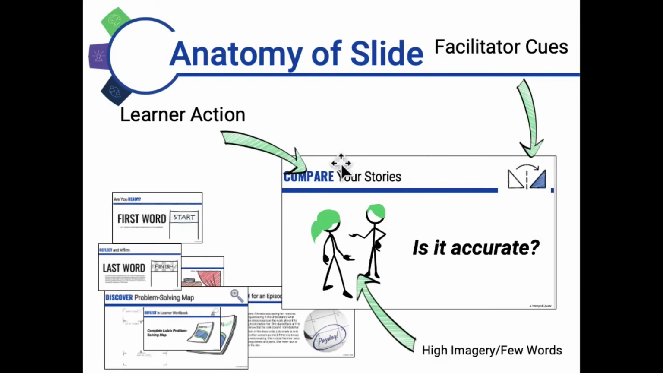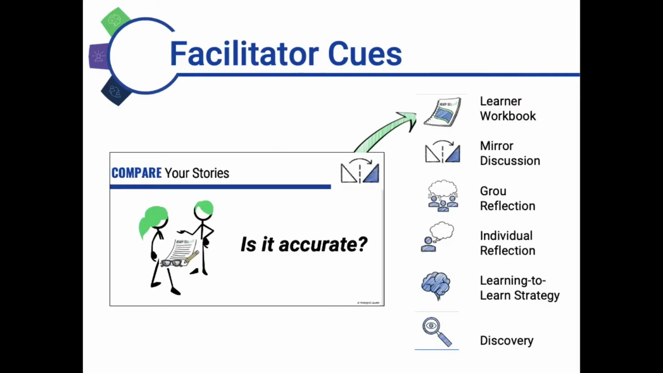The anatomy of a slide. Anytime you see a slide, here's some of the things that you'll notice. You'll notice it's high on imagery. The imagery will focus on what the learner is supposed to be doing. It has few words, often in a question form, and your cue at the top, your heading, for example, compare your stories. This is an action. It tells what the learner is supposed to be doing. And then on some slides, you'll have a facilitator cue. That facilitator cue tells the teacher, and the learner in some cases, what accompanies that learner interaction.